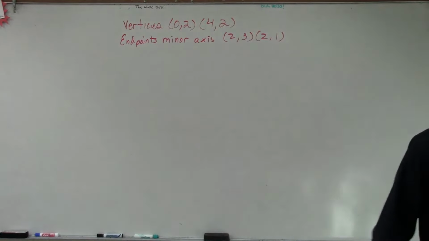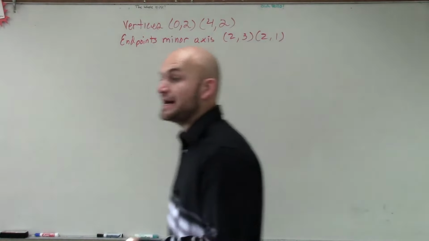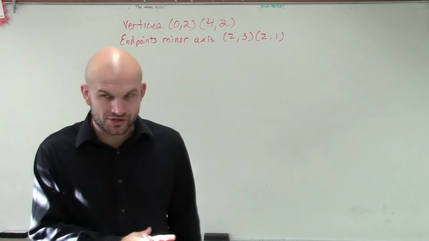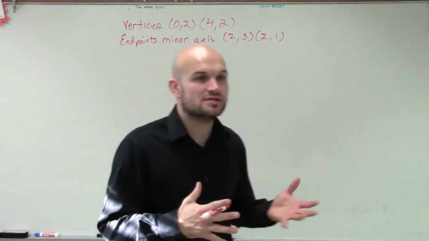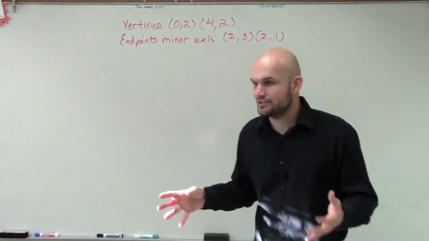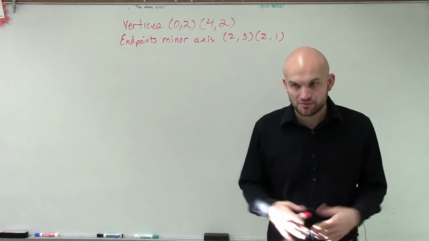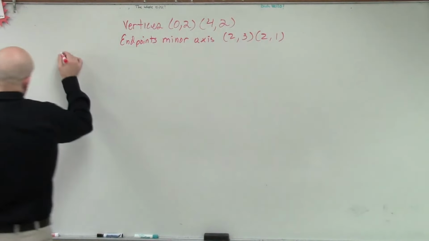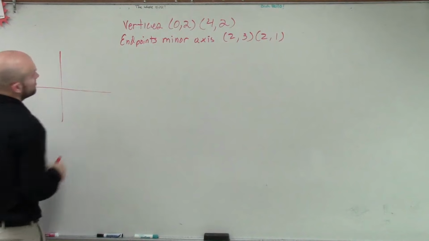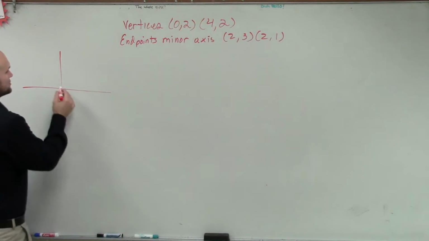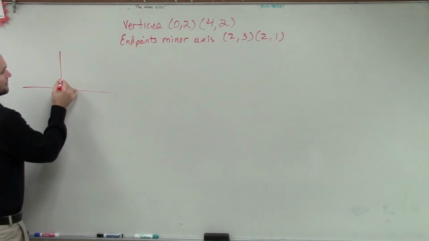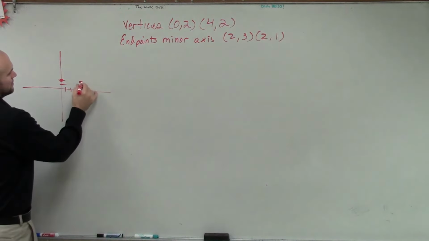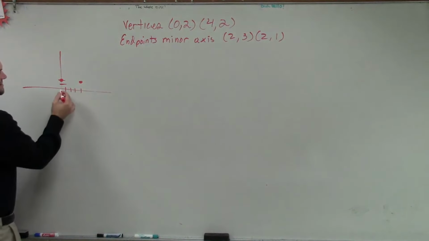So, when doing a problem like this, ladies and gentlemen, where they do not give you a formula, the best thing I want you guys to do, just like when we had the parabolas and they gave us information, is take a little separate sheet and just plot what information we have. So, it's just giving us points, right? We need to understand what those points are. Well, let's just go and plot them. So we say vertices are at 0, 2, and at 4, 2. Then we have the endpoints of the minor axis at 2, 3, and at 2, 1.